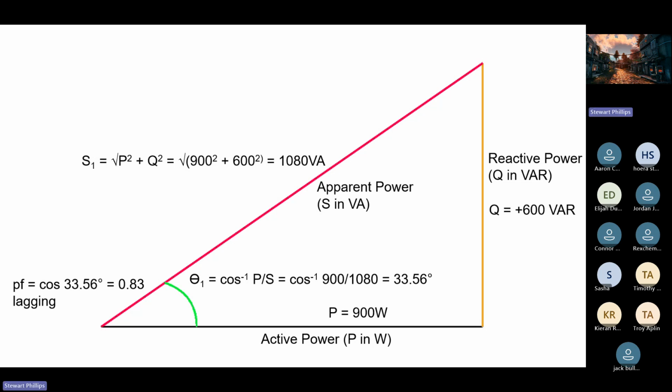The supply must provide 1080 VA of apparent power, even though we're only getting 900 watts worth of usable work out of it. The rest, 600 VAR, is reactive power bouncing between the supply and the magnetic fields in the load. So power companies charge us for the apparent power because they still have to supply the current that supports that.